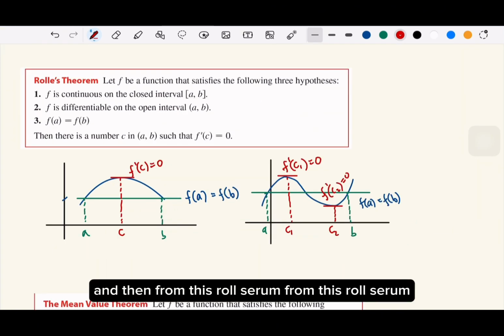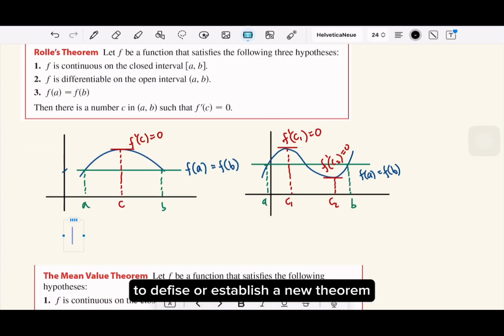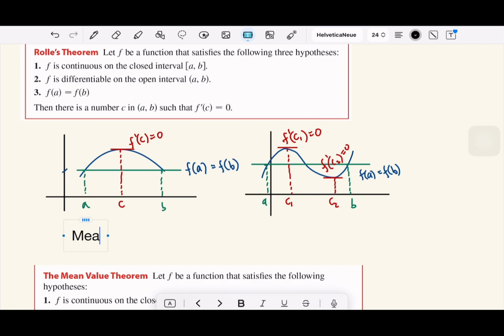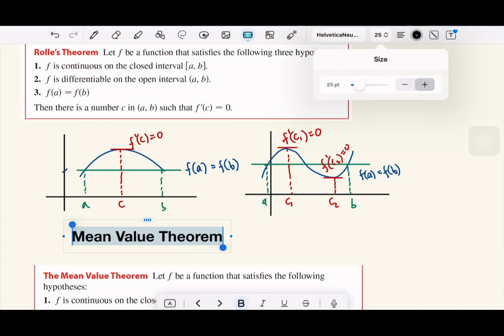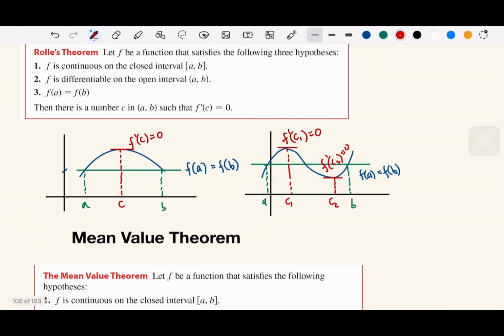And then from Rolle's theorem, that says that if we have [A, B] as an interval and f(A), f(B) equal, we will have a number C that will be our critical number, that f prime of C will be equal to 0. Okay, now from this Rolle's theorem, we are going to establish a new theorem we call the mean value theorem.